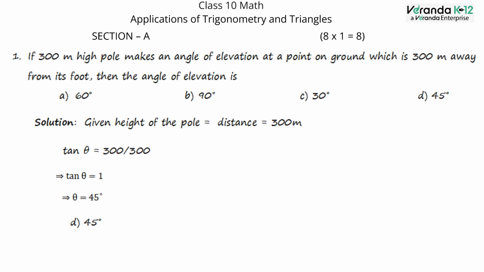Solution. Here given that the height of the pole is equal to the distance, which is 300 meter. So tan theta is equal to 300 by 300, which is equal to 1, which implies theta is equal to 45 degree. So the right option here is D 45 degree.